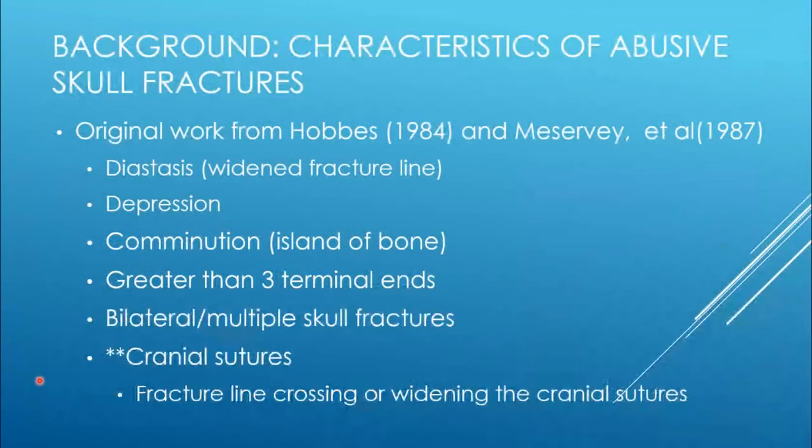Today I'll be presenting our research work titled Pediatric Skull Fractures, Contacting Sutures, Significance in Abusive Head Trauma. Previous work in abusive skull fractures and head trauma has been performed primarily in the Hobbs and Meservey papers, outlining characteristics that are associated with abusive skull fractures. Those include diastasis, fracture widening, depression of the fracture, comminution or the formation of an island of bone, multiple terminal ends, bilateral skull fractures, and in terms of cranial suture involvement, these papers documented that when fracture lines crossed or widened cranial sutures, that was associated with abusive injury.